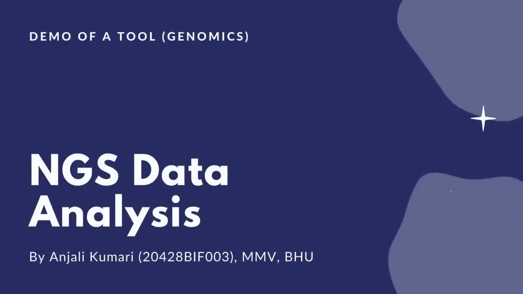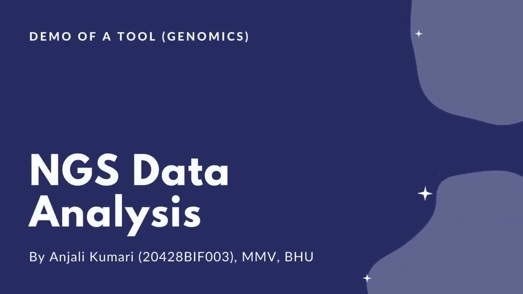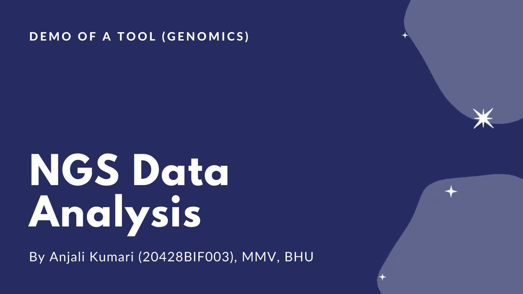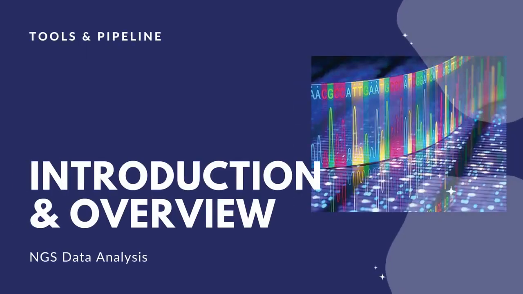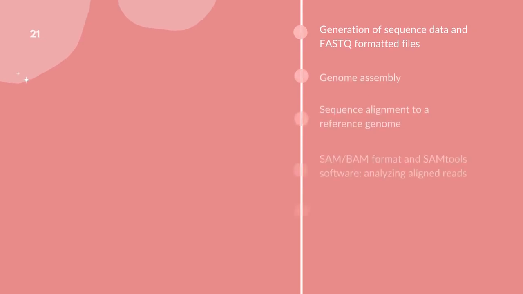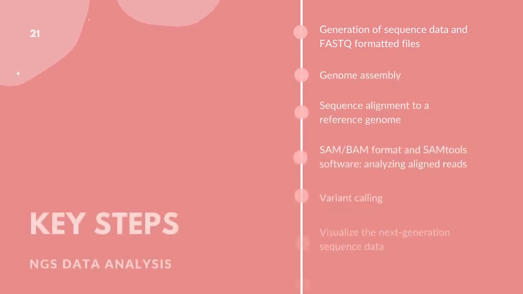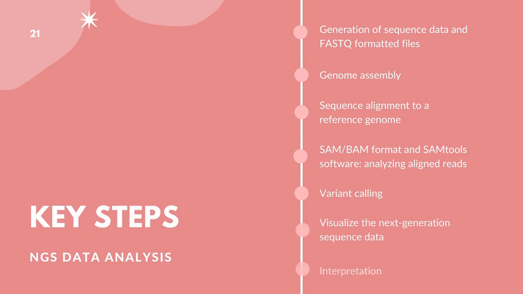Hello everyone, today in this video we are going to learn how to analyze next generation sequencing data on the Linux command line. The key steps involved in NGS data analysis are the generation of sequence data in FASTQ formatted files, which also includes quality assessment of FASTQ data. We see, are the quality scores above an appropriate threshold or not?